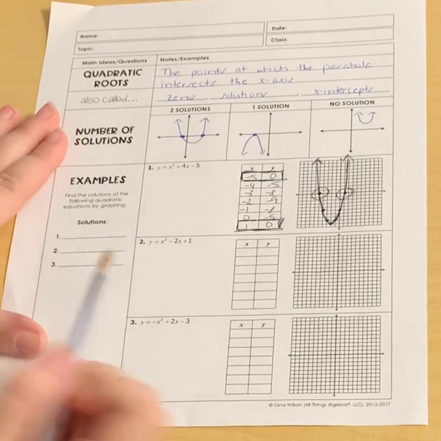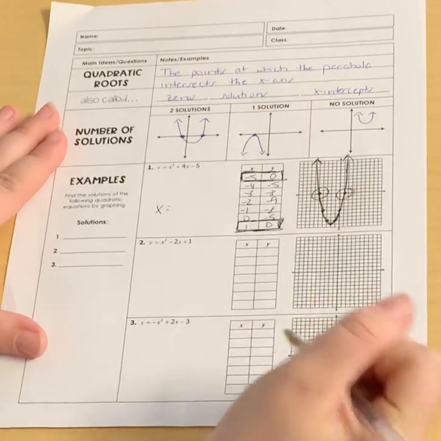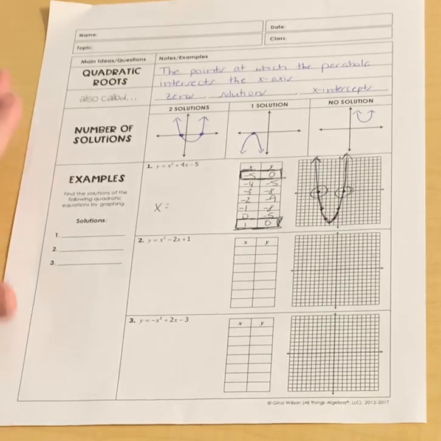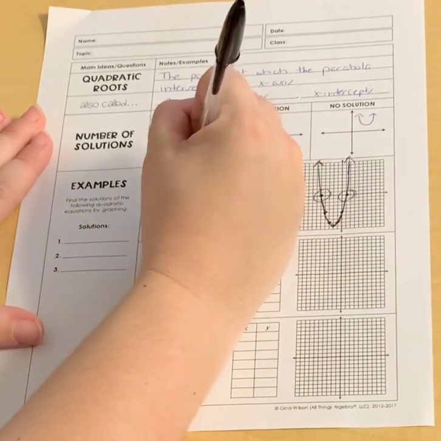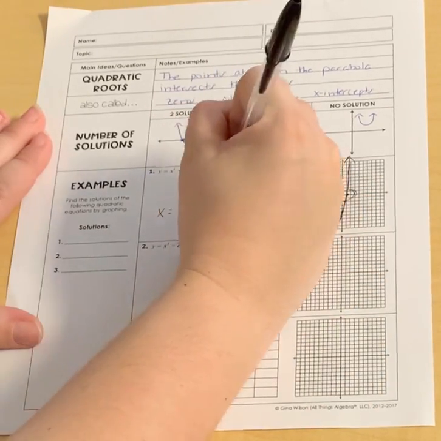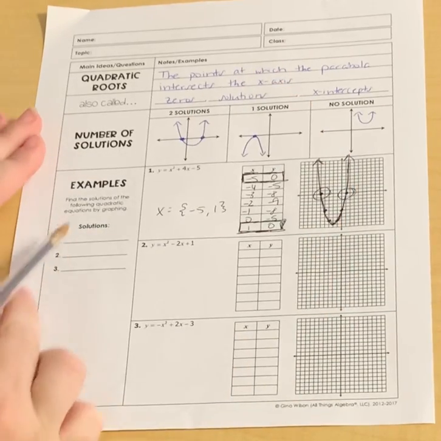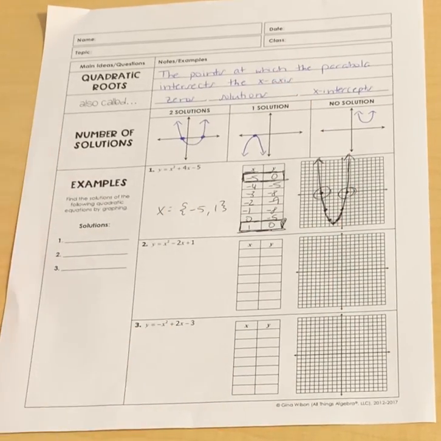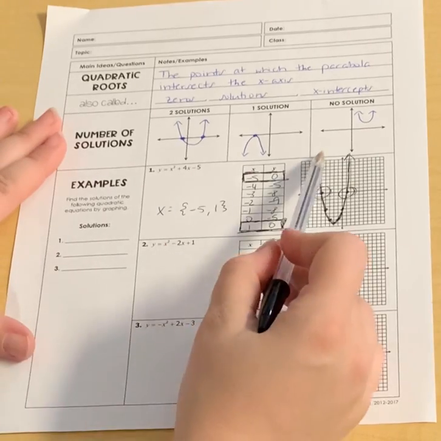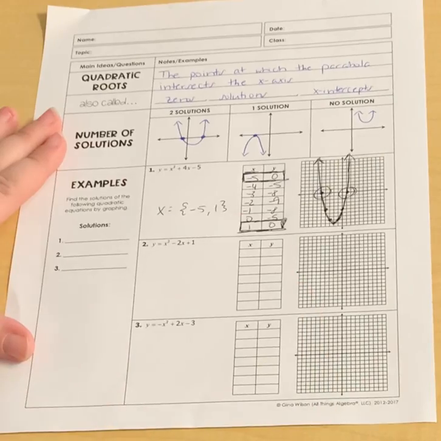So our x-intercepts, you can say x equals, and we have more than 1, so you want to put it in a solution set, so in your squiggle brackets, and you can say -5, 1. And over here where it says solutions, if you want to write that over there, you can, but you don't have to. But that's all you're doing. You're just looking to see where the graph crosses the x-axis.